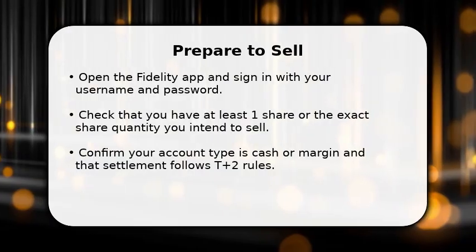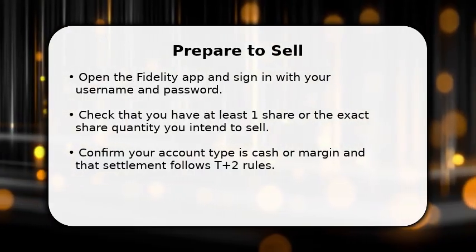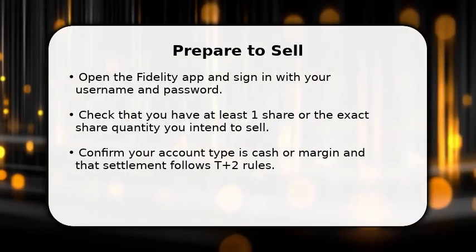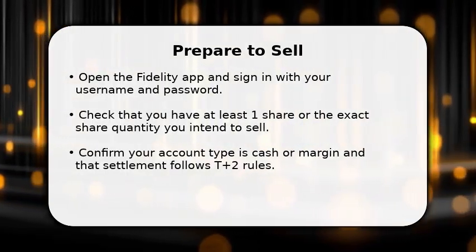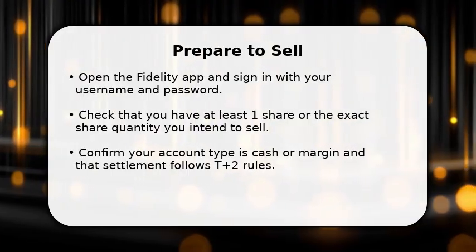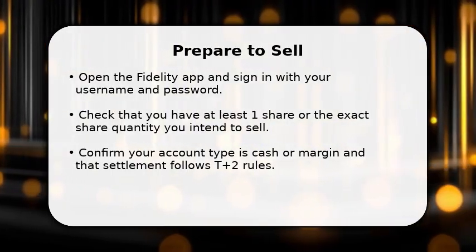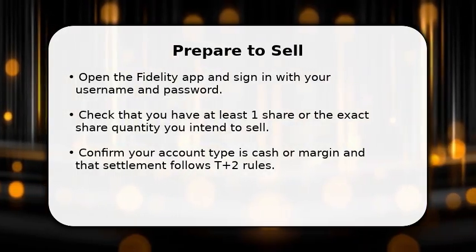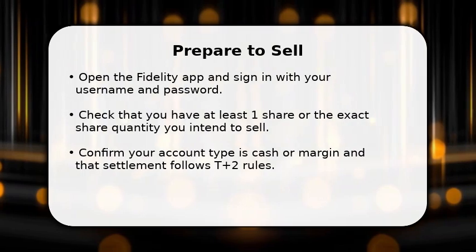Check that you have at least one share or the exact share quantity you intend to sell, and confirm any fractional shares or odd lots. Confirm your account type is cash or margin, and that settlement follows T+2 rules. Review positions for open orders or restrictions, and ensure you understand tax lots and available quantity before placing a trade.